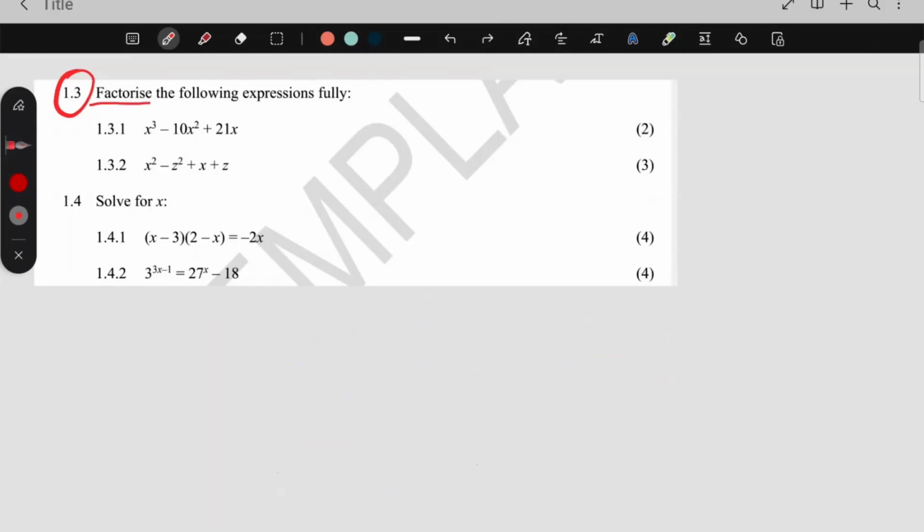1.3 says factorize the following expressions fully. Okay? So when you factorize, you're not removing brackets. You are actually putting it back into brackets. So just remember with factorizing, always ask yourself first, is there a highest common factor? And then you take it further. So let's look at 1.3.1.